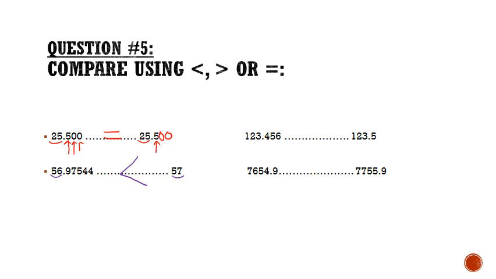Yes, Amir? Yes, what do you see? The same. So I go to the first digit, which is 4, while here it is 5. So very good. So 123.5 is greater. Okay? Is it clear? Fatima, can you do the last one?